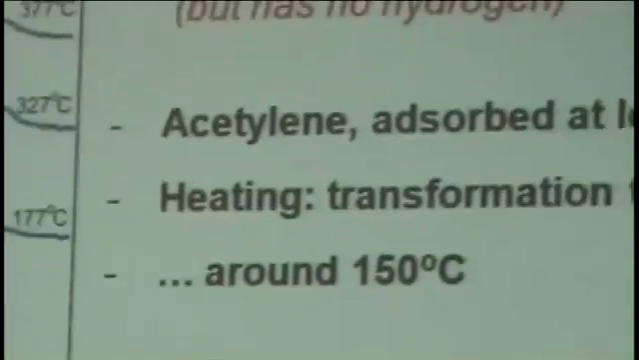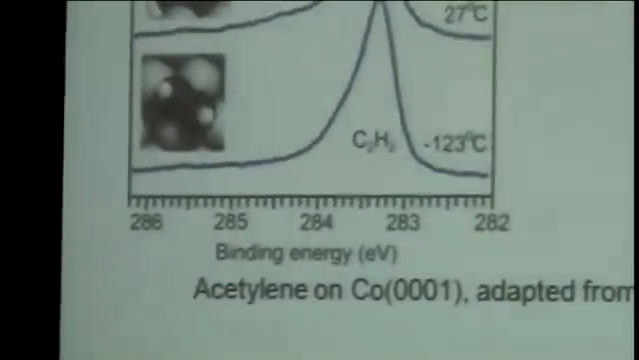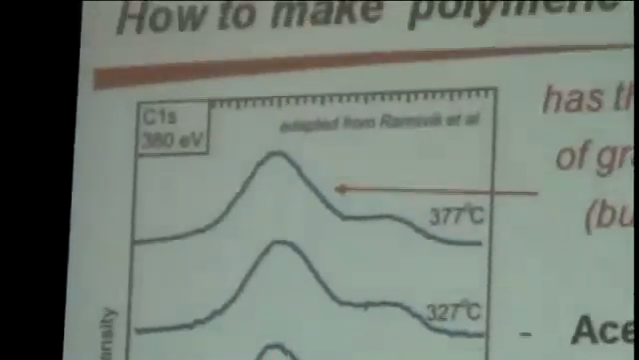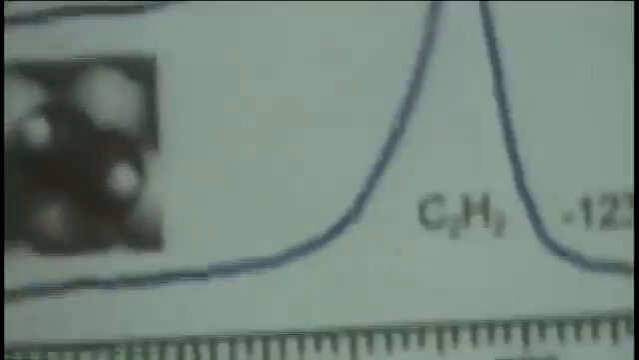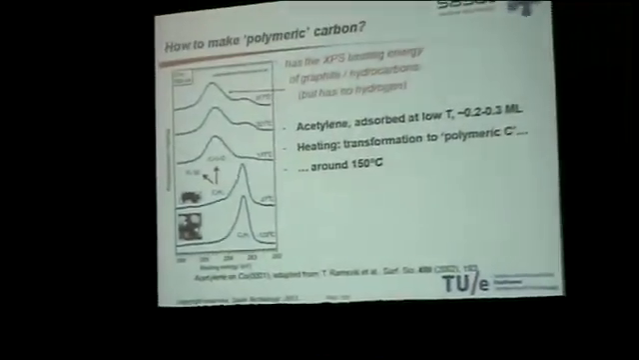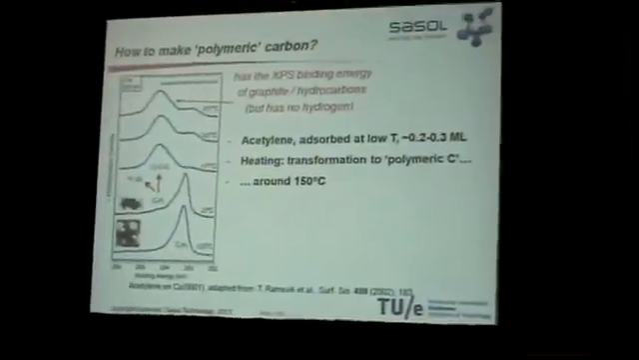Now you can make polymeric carbon on your single crystal surface, you just have to do it differently. Other authors studied acetylene chemistry on the same cobalt surface, again with synchrotron XPS, and this is what they found. They dosed the acetylene at low temperature, and then they heated it, and for a long time nothing much happens. But then when they heat it to, let's say, 150 Celsius, then they see this peak in the XPS spectrum, which can be attributed to polymeric carbon, not atomic carbon. So in other words, acetylene decomposes and makes polymeric carbon at 150 Celsius.